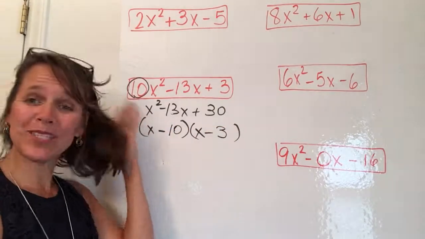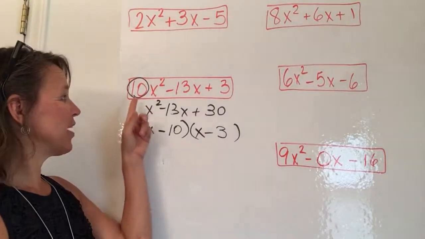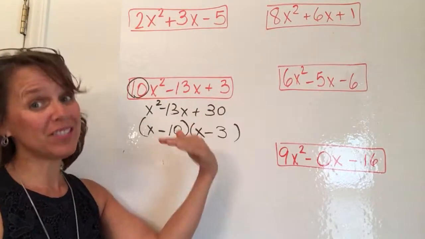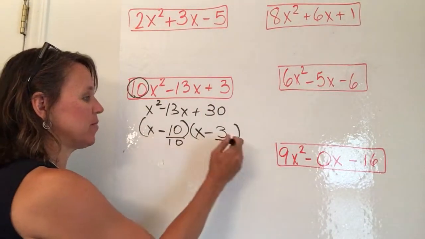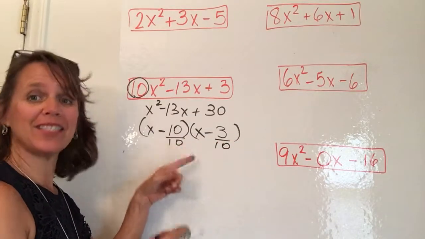And then don't forget, because we're using the slide method, if we multiplied that 10 initially, now we have to divide by the 10. So we're going to divide each one by 10. If it reduces, then you reduce.